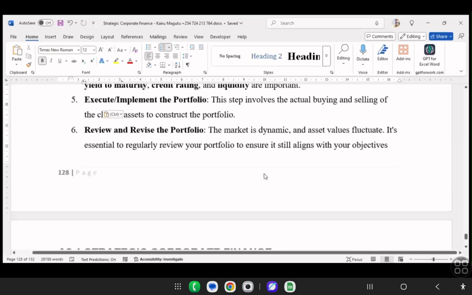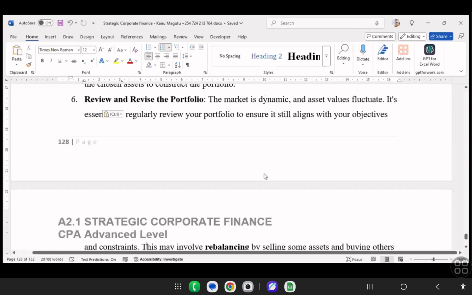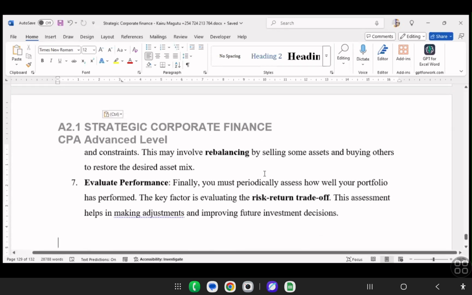Step number four is select the securities. In the selection of the security, for those pursuing an active strategy, this step involves choosing individual assets to add to the portfolio. When selecting bonds, for instance, factors like yield to maturity, credit rating, and liquidity are important. Then execute, implement the portfolio. Once you have selected, you now do the implementation. This step involves the actual buying and selling of the chosen assets to construct the portfolio. Then review and revise the portfolio. The market dynamics call for continuous buying and selling. So you don't have a static portfolio. It is something that you can change from time to time.